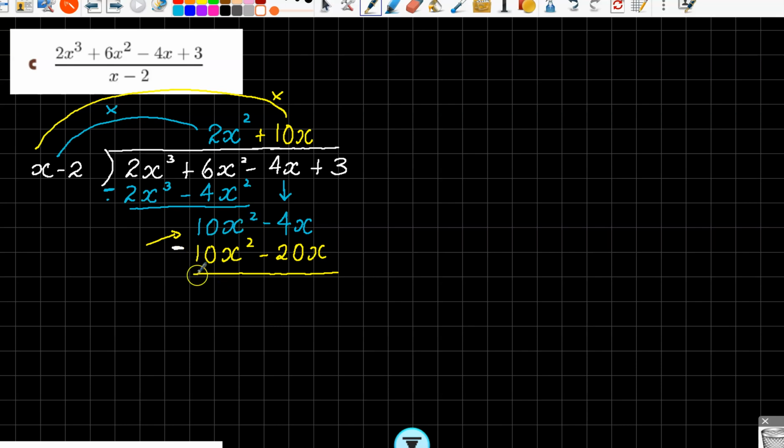So 10x squared, take 10x squared is no x squared. Minus 4, I've learned my lesson. Take 20 becomes plus 20, so 20 take 4 is 16. And now it's that good bit. We bring down the 3.